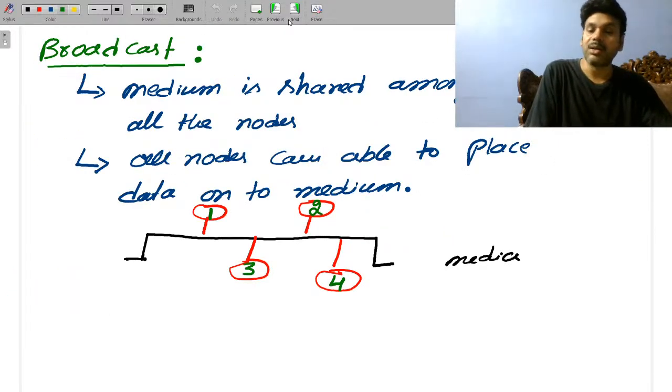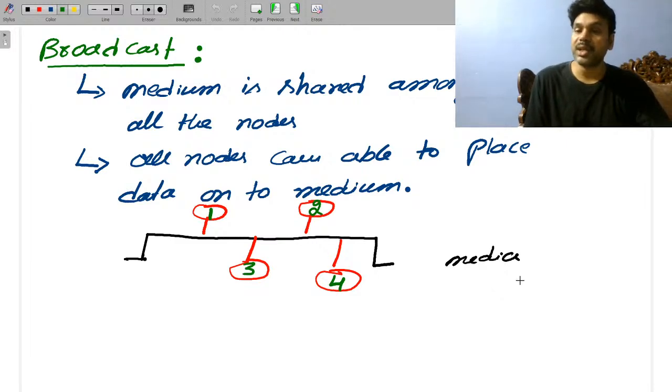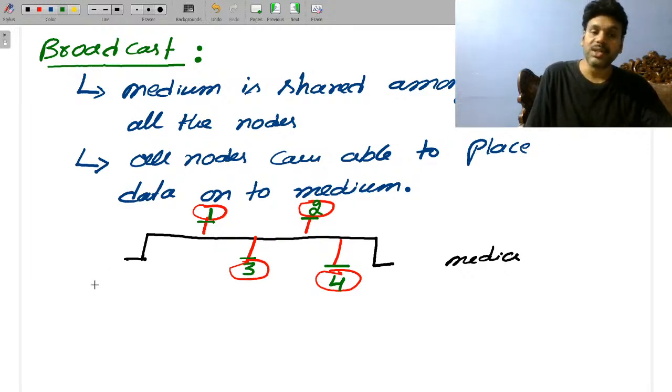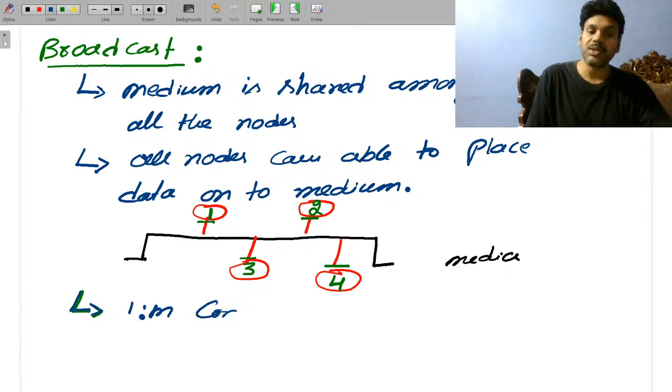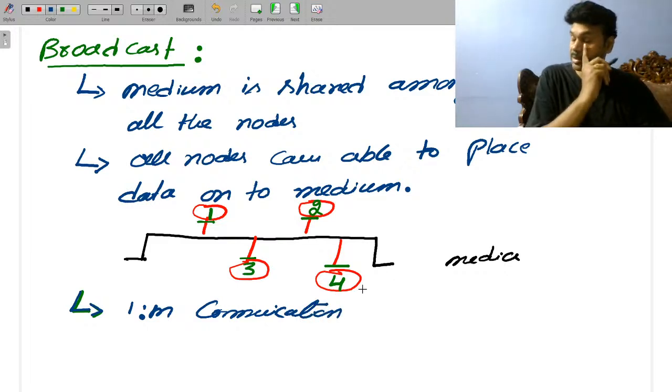Now look at the concept here. What is that? Your channel is under shared mode, not the dedicated mode. Therefore, whatever nodes would like to communicate or connect to that channel, they can connect. So what is the problem here and what is the advantage here? I can say that it is 1:many communication. Why is it 1:many communication? We observe.